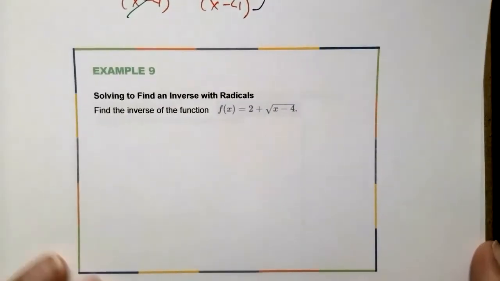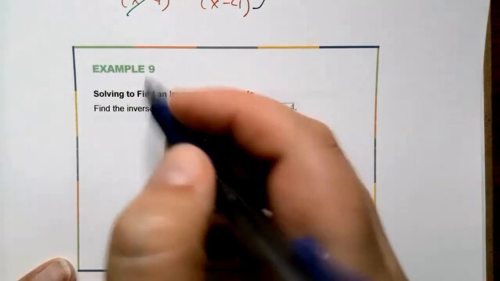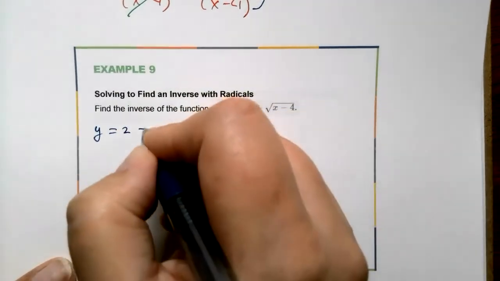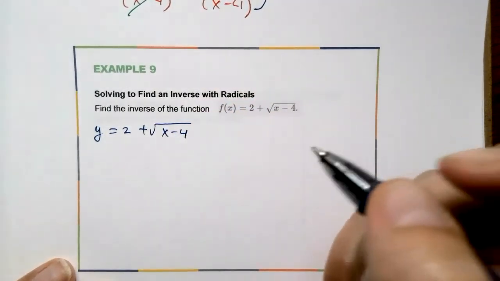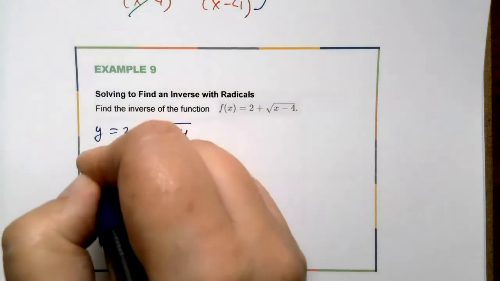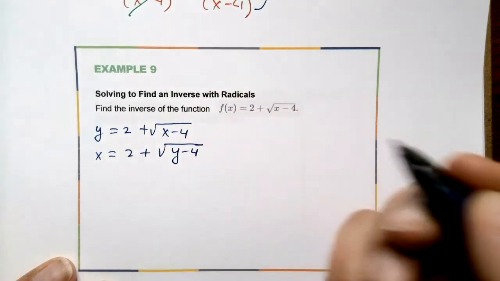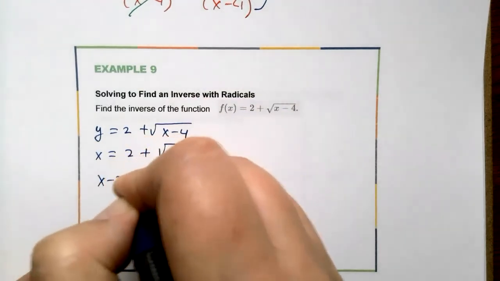Let's take a look at another example. Find the inverse of the radical function. So let's follow our process. We're replacing f of x with a y. And then we're switching x and y. So x equals 2 plus the square root of y minus 4. And solving for y now, subtracting 2 on both sides.